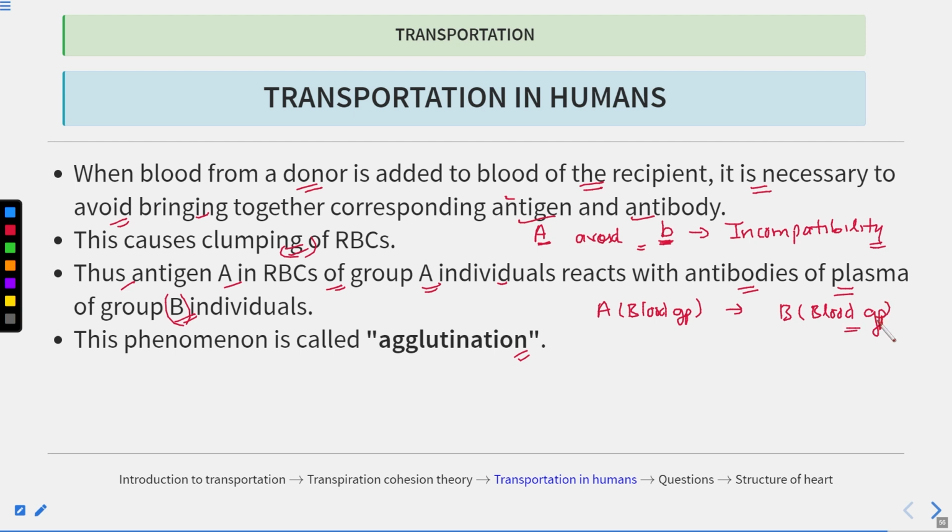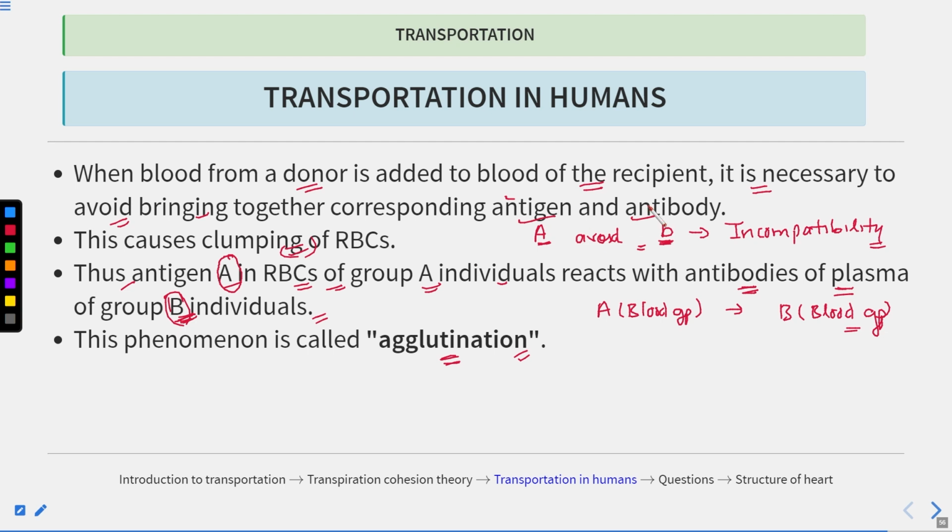All right, this is clear. Now this phenomenon is known as agglutination, where the antigen A on the RBCs can react with the antibodies in the plasma of group B individuals. So for a B individual, the antigen is B, and here the antibody will be A.